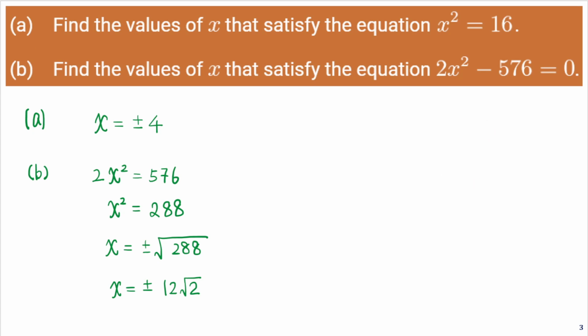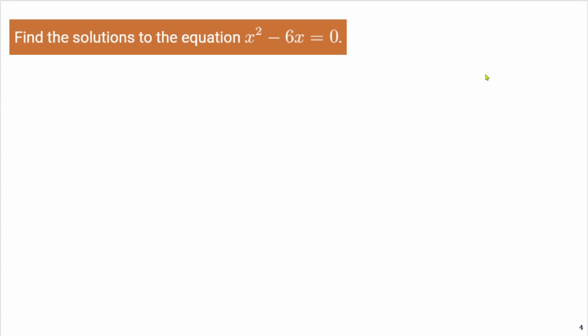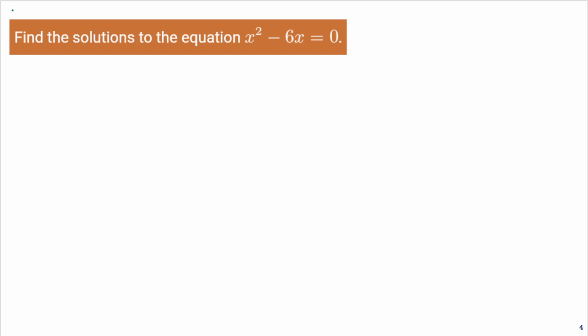Okay, so next let's consider the second case where there is no constant term in the quadratic equation. So can you find the solutions to this equation? x squared minus 6x equals 0. And again, when you finish, please give me your answer in chat box, okay?